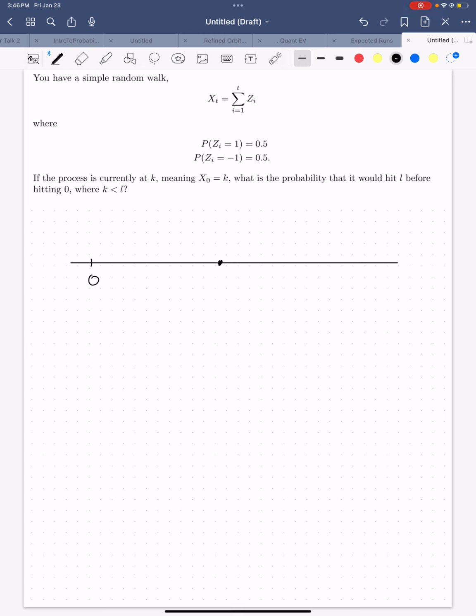We start off somewhere at k, and the question asks what is the probability that we would hit L, which is somewhere to the right of k, so maybe this is L, before hitting 0. Okay, so in general, the quick answer is that when you're asked what's the probability you hit this spot before this spot, well, it's this distance divided by the total distance. So in other words, the answer is k over L. And that's the quick way to do it.